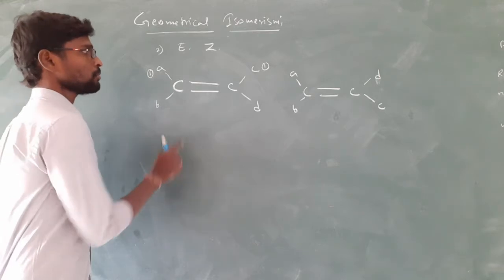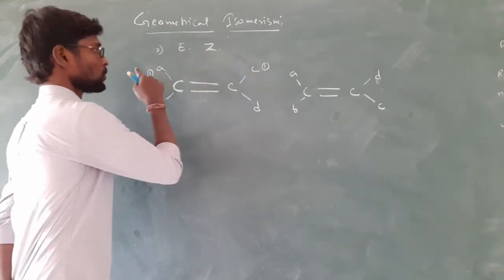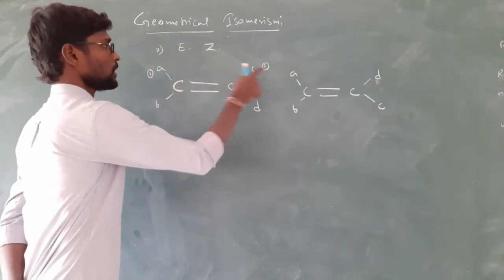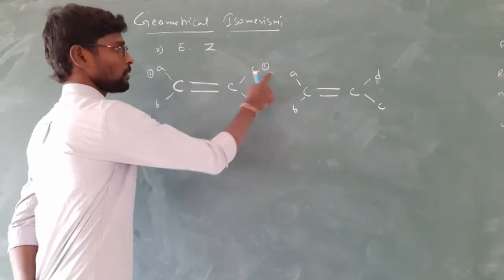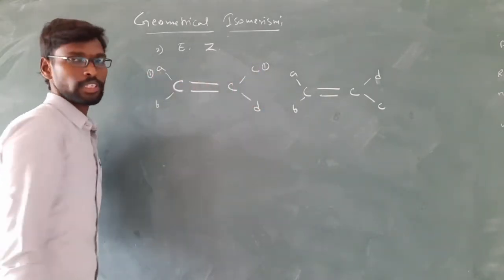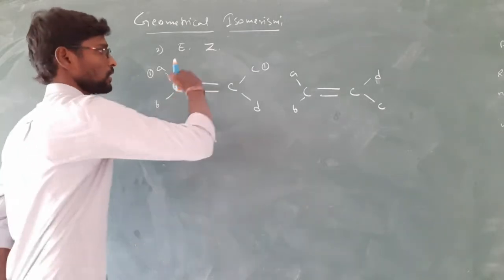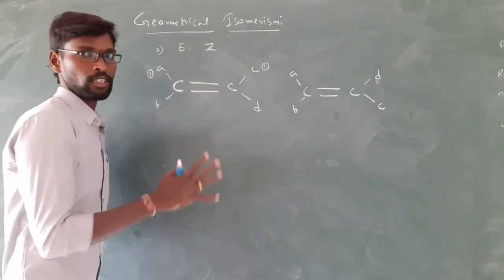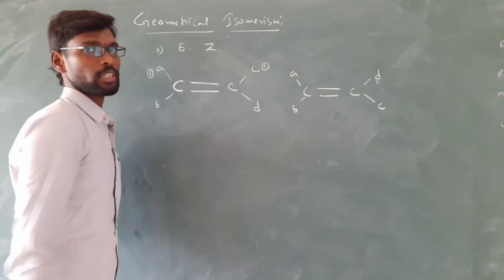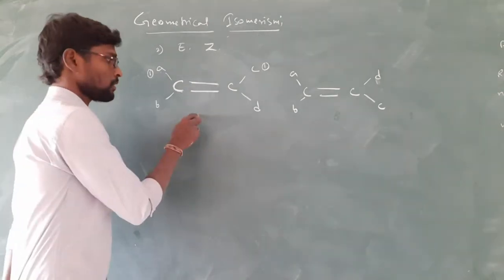Right. Now assume if these two similar atoms, similar numbers, are on the same side. Right. If these two numbers, 1 and 1, are on the same side, whether top or bottom, any side. If these two are on the same side, that is pronounced as Z.